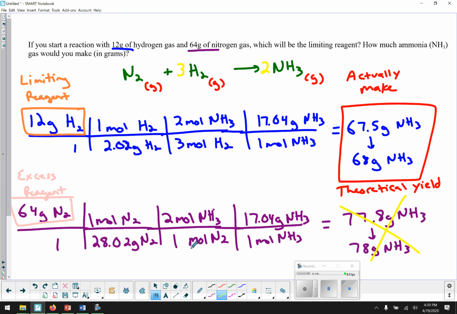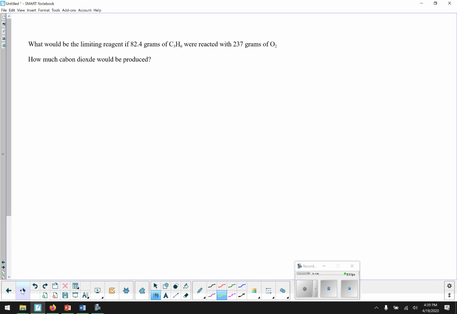Okay, I'm going to do one more example, and that'll be it for this video. And again, we'll do another video on Wednesday where we talk about how we figure out exactly how much excess reagent we have left. So we kind of figure out that third piece of the puzzle. So what would be the limiting reagent if 82.4 grams of C3H6 were reacted with 273 grams of O2?